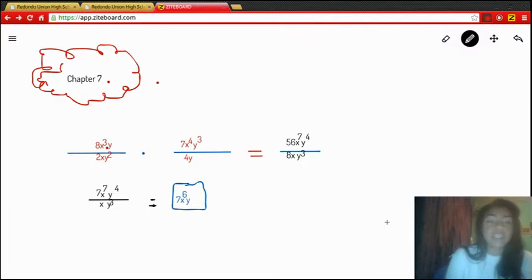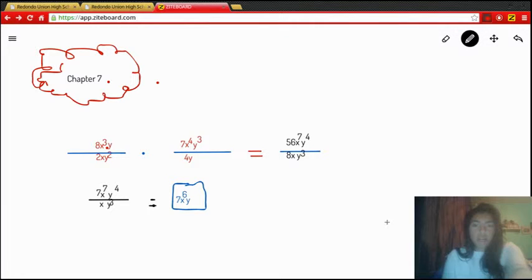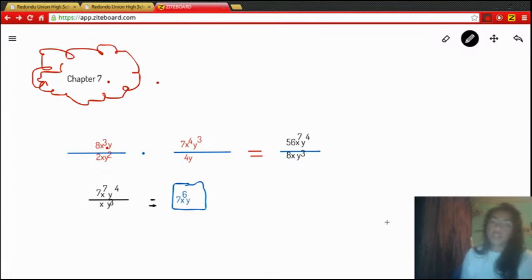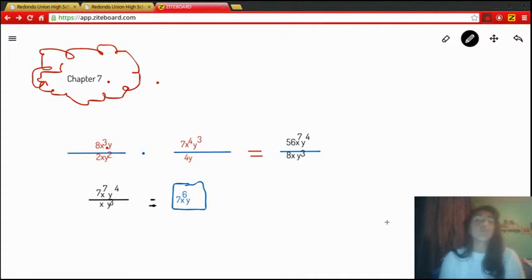What you see here is that I set up a problem, and basically it's multiplying fractions. When you multiply a fraction, you don't need a common denominator. So you can go across, like you see here, multiply them, and you end up with your answer, which is 56x to the 7th, y to the 4th, over 8x and y to the 3rd. Now, what you can do next is break it down, simplify it even more.